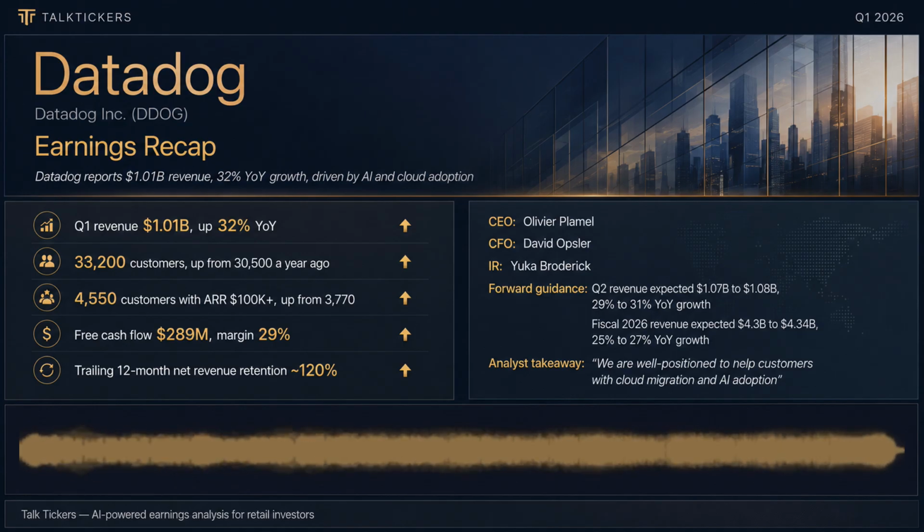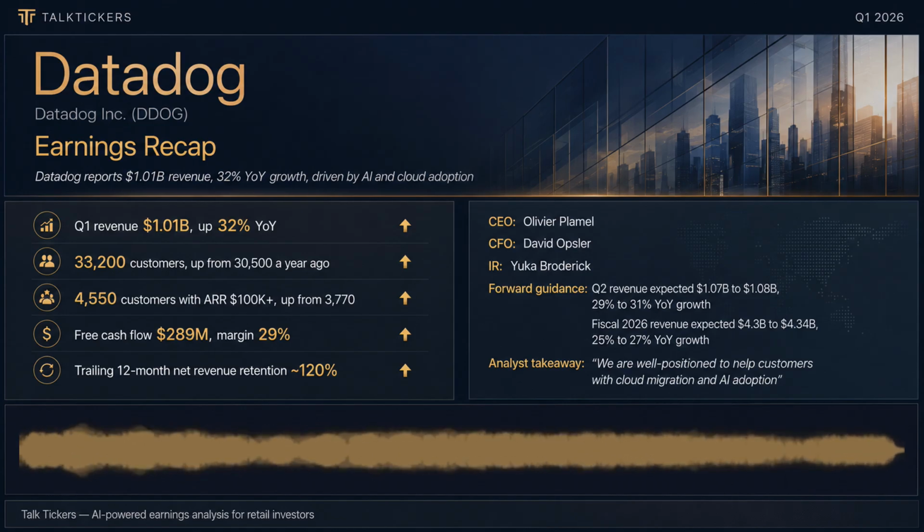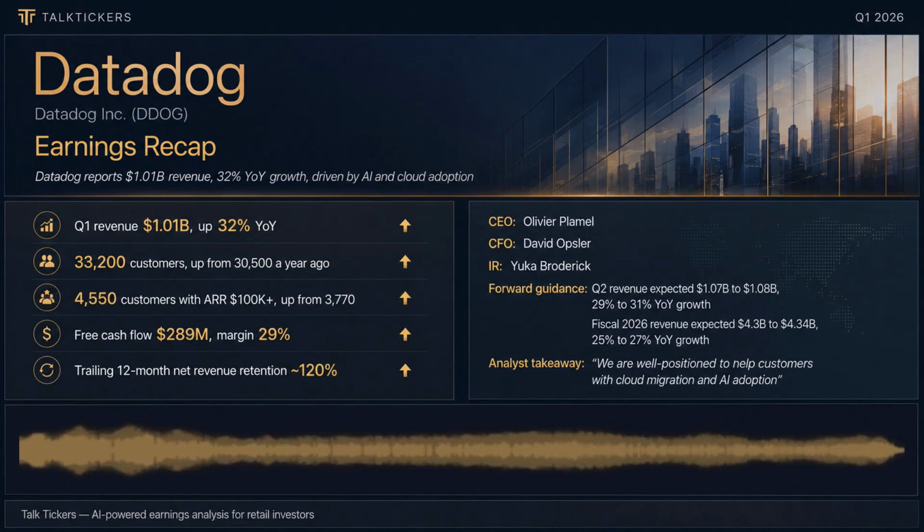That concentration is fascinating. I look at that and immediately think about the classic land and expand motion. Oh, absolutely. Because you don't walk into a Fortune 500 company and instantly sign a $500,000 annual contract. Never happens. Right. You land with a small team, maybe selling one infrastructure monitoring module for 20 grand. And once the engineers see the value, it spreads laterally to other departments. Like wildfire. But for 4,550 companies to be spending over $100,000 annually, it tells me that Datadog isn't just an external vendor anymore. They have become the literal central nervous system for these enterprises.